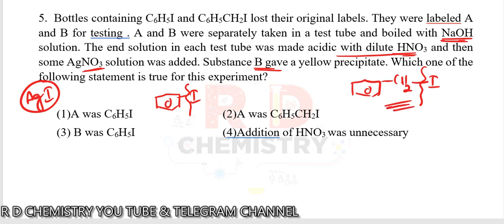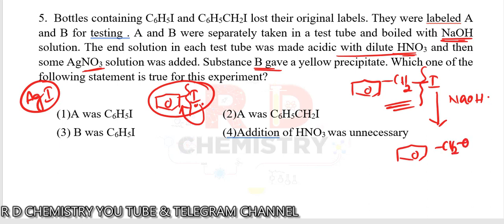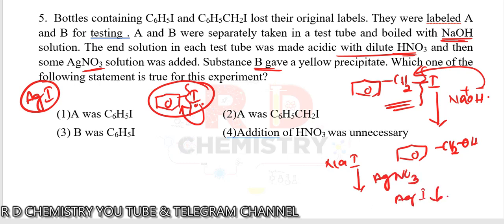Okay, but you should remember that aryl iodides or aryl halides do not easily undergo cleavage because they are involved in resonance. Therefore, compound B should give the yellow precipitate when we treat it with sodium hydroxide solution. It gives benzyl alcohol because of the nucleophilic substitution reaction, and you get sodium iodide. The sodium iodide is then treated with silver nitrate to give silver iodide, which is a yellow precipitate, okay?